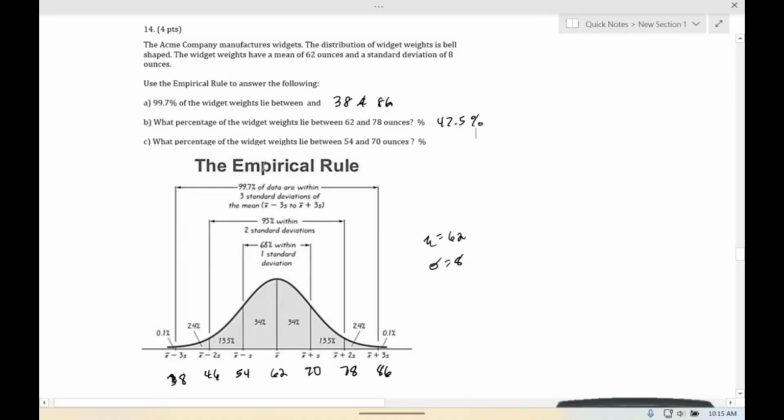And lastly, what percentage of widget weights lie between 54 and 70? So from our chart, between 54 and 70, we have 68% of the data. So when you're answering this question, I would advise that you have this empirical rule handy.